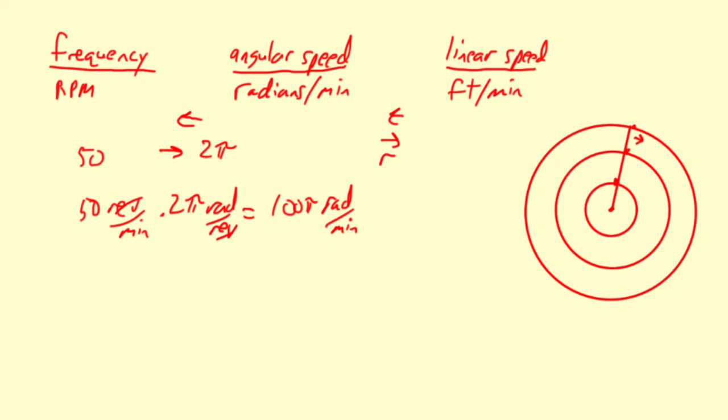So let's say in this case you're on this circle here and the radius is 4 inches. If you wanted to find the linear speed, you take this 100 pi radians per minute and then multiply by 4 inches, and that will give you 400 pi inches per minute. Okay, so that's what you're dealing with: frequency, angular speed, and linear speed. And that's the big picture.